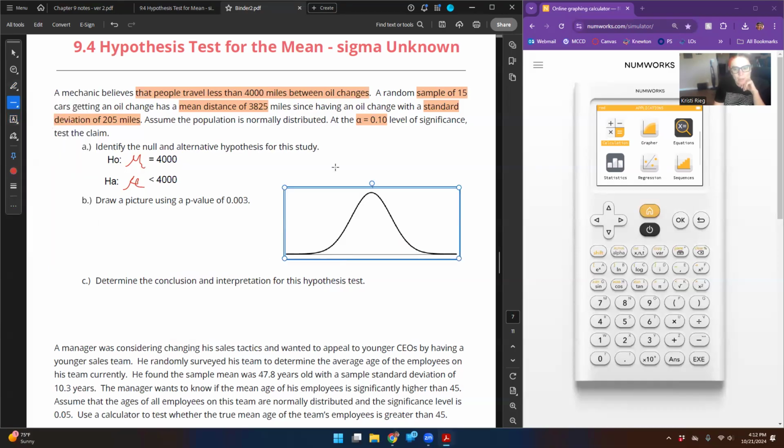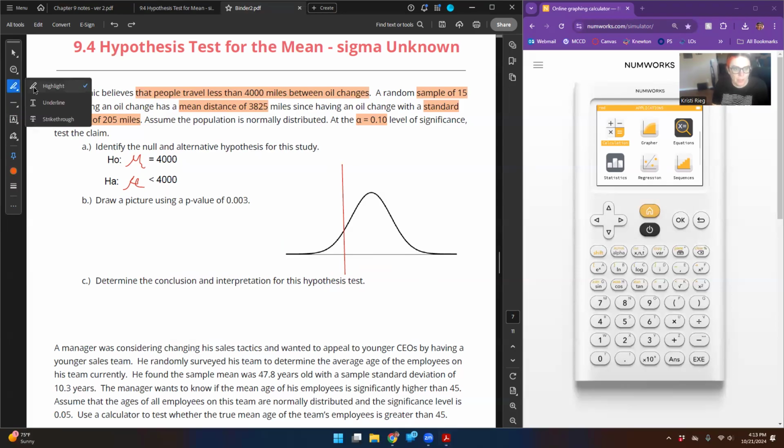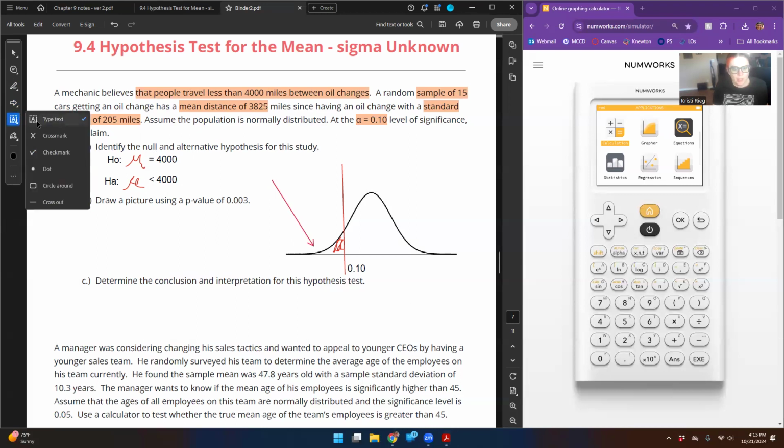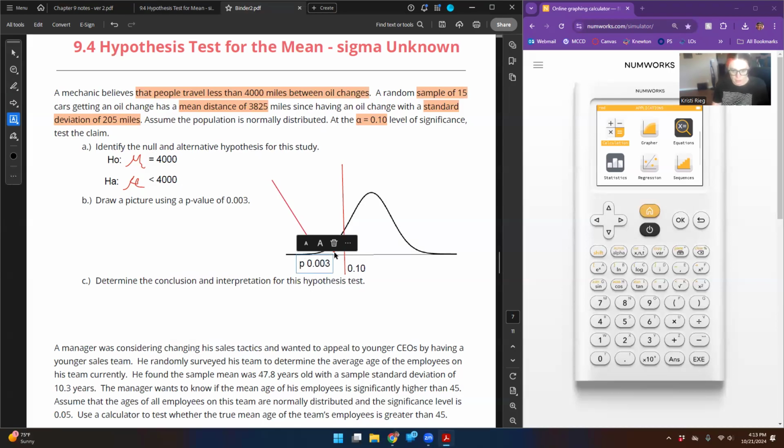Less than is one tail. Of course it's one tail. Less than is left tail. I'm going to fill in this over here. The level of significance, or alpha, is 0.10, and our p-value is going to be here. This is a number line, and we have 0.003. That is our given p-value.